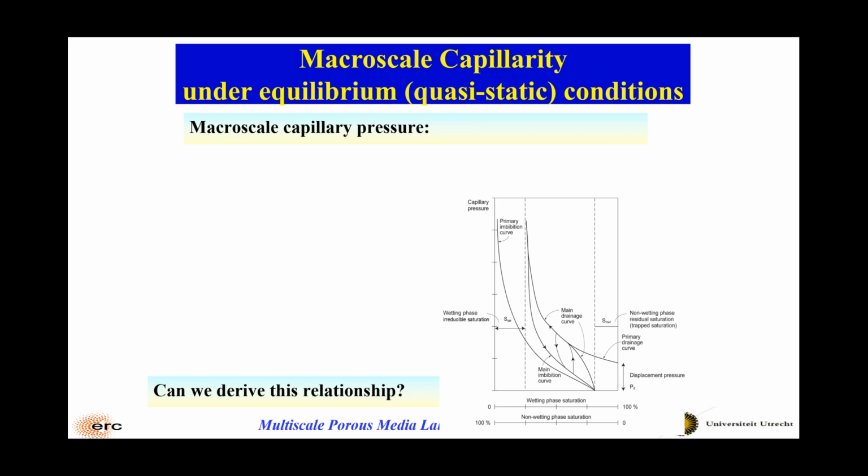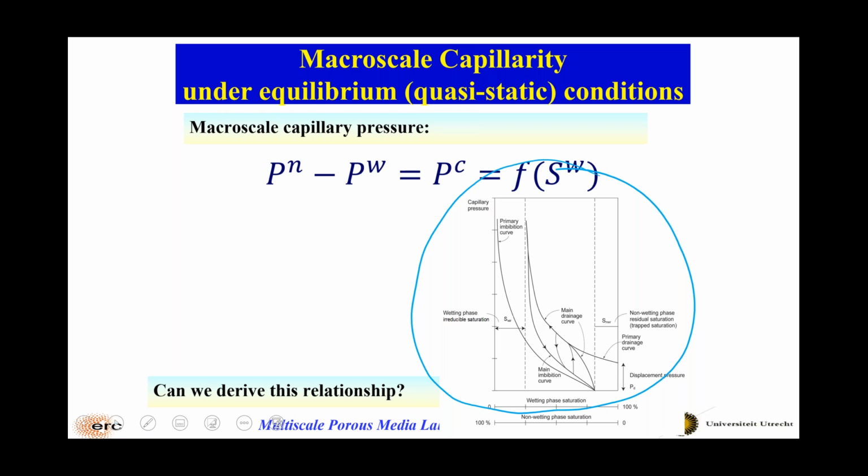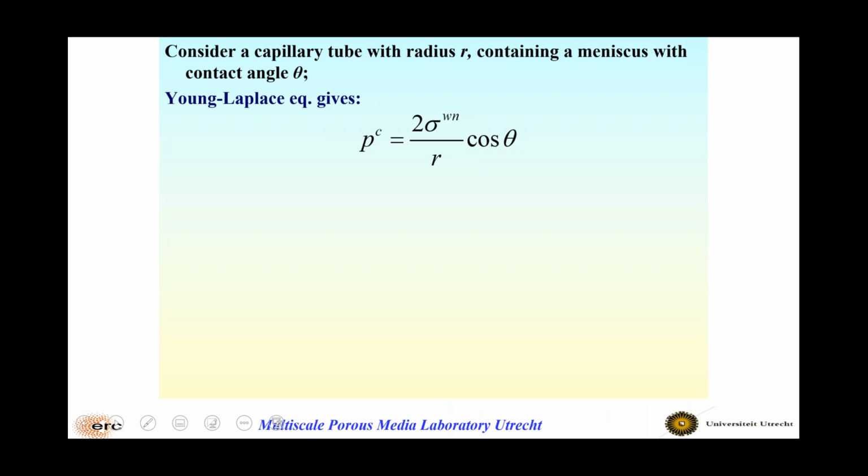Now, at the macro scale, I'm sure you know all these kinds of capillary pressure saturation curves, and they say that at the macro scale capillary pressure is Pn minus Pw. At the macro scale, there is no mention of surface tension anymore, because that only happens within the pores, right? This is simply assumed at the macro scale, and then it's said to be a function of saturation. All of a sudden, saturation comes in. We didn't have any saturation at the micro scale. So one question you can ask: can you really derive such a relationship?